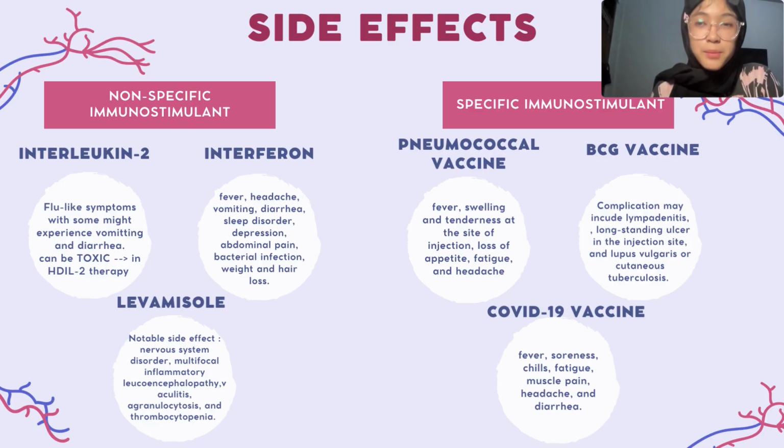Okay, so hello everyone, my name is Fariza Husni Adiba with three last digits of student number 102. So I'm gonna explain about the side effects of immunostimulants. Because the side effects may vary according to each kind of stimulant you use, I'm gonna give some names and then tell you what side effects they have. So the first one is non-specific immunostimulant. We have interleukin 2 that exhibits flu-like symptoms, and some of them may experience vomiting and diarrhea.